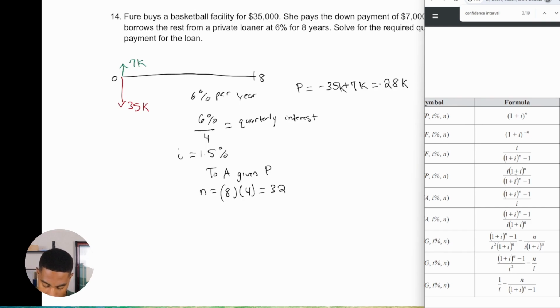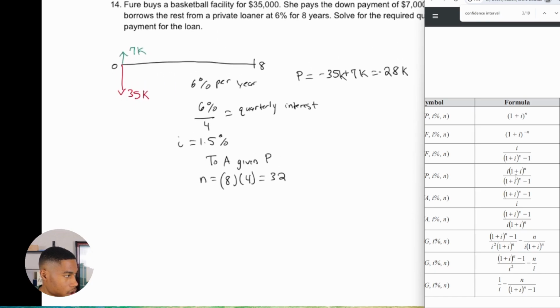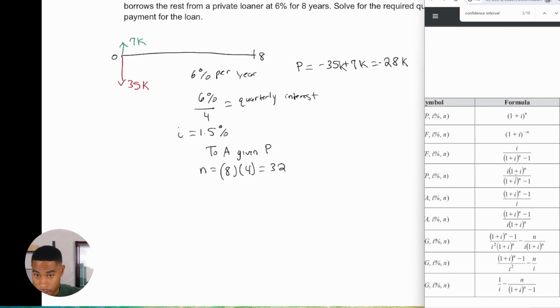So to be able to do this, this is how we'll do it. I'll just plug it in. We got our 1.5 divided by 100. That's my I. Okay. Times, and I just break this up in pieces, 1 plus 1.5 divided by 100. Okay, to the n power of what? What is my n? My n is equal to 32. So to the 32nd power.